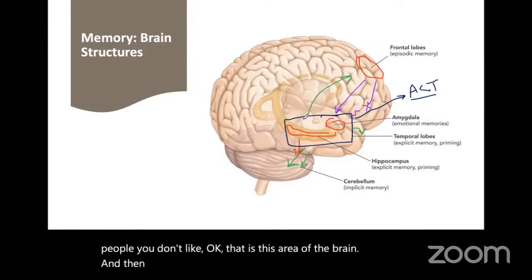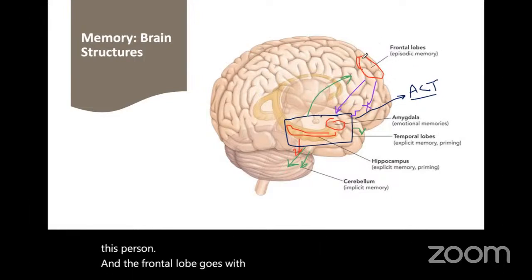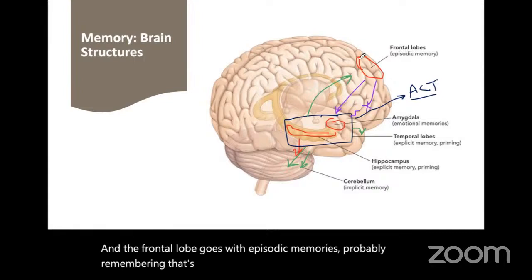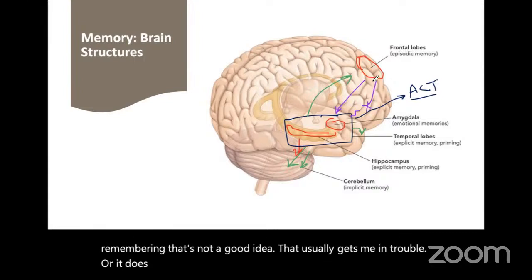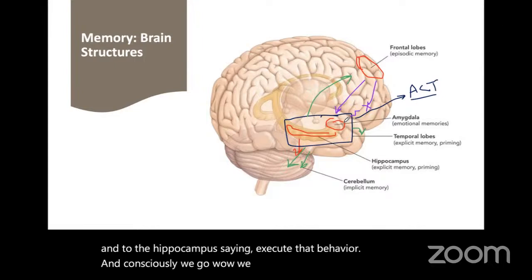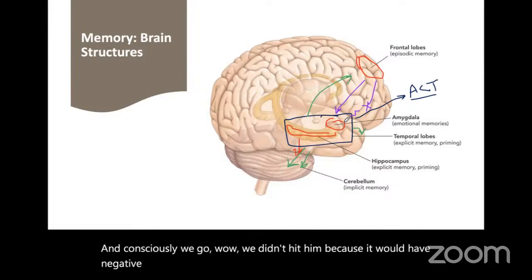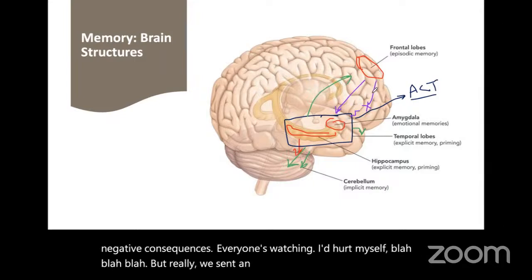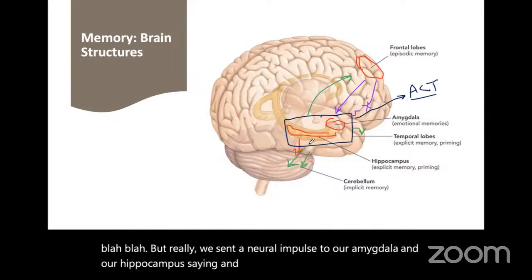And then usually what happens is it's saying we're prepared to slap this person. And the frontal lobe goes with episodic memories, probably remembering that's not a good idea, that usually gets me in trouble. And so it sends an inhibitory response to the amygdala and to the hippocampus saying don't execute that behavior. And consciously we go, wow, we didn't hit him because it would have negative consequences. Everyone's watching, I'd hurt myself, and so on. But really we sent a neural impulse to our amygdala and our hippocampus saying, inhibit that action, okay?